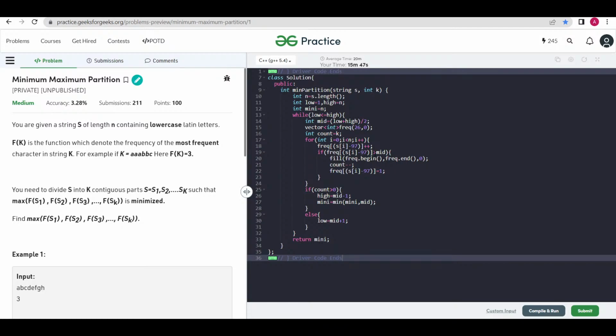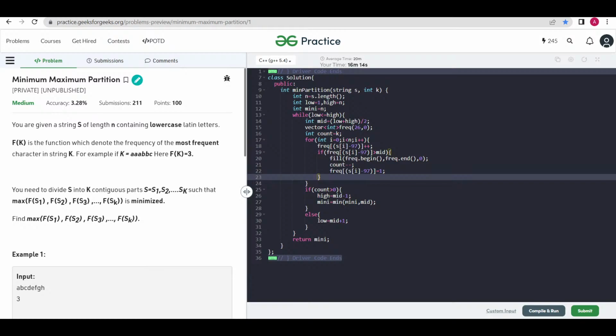So what we'll be doing is the mid value will be the maximum that we will be getting as the frequency of the particular character. So for each character we'll be doing these particular conditions, and while the low value is lesser than or equal to the high value, we'll be performing these conditions, and whatever will be stored at the end in the min variable, that will be our answer.